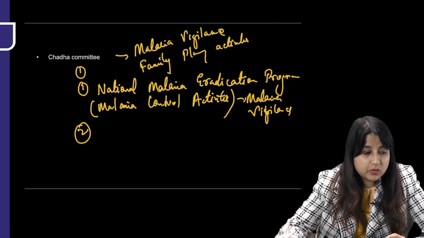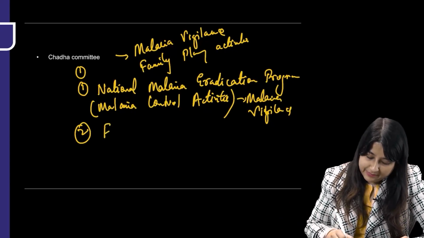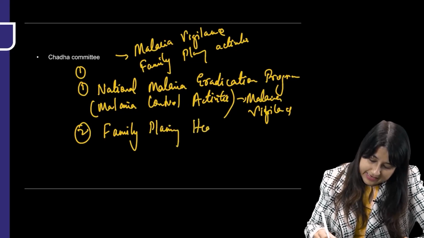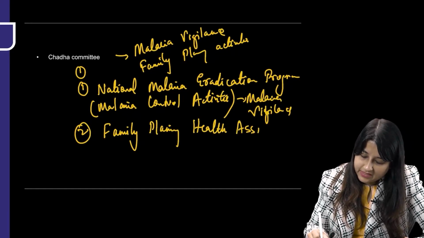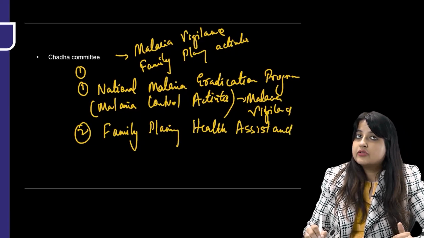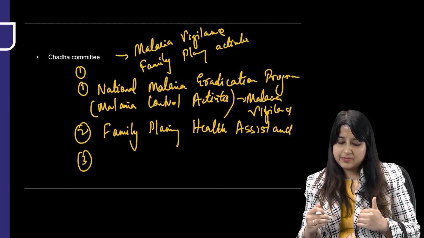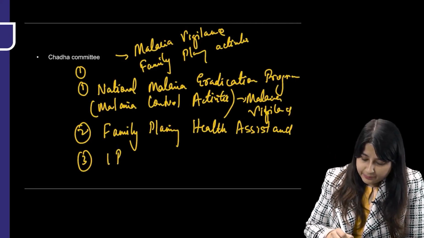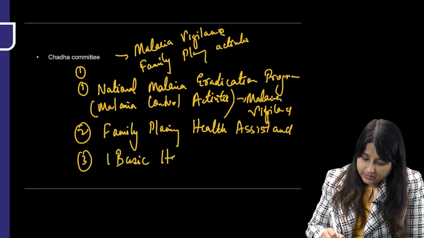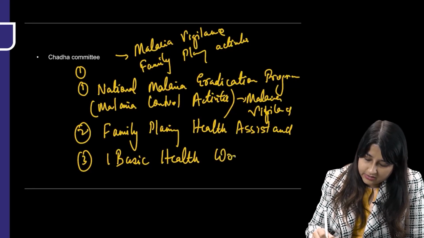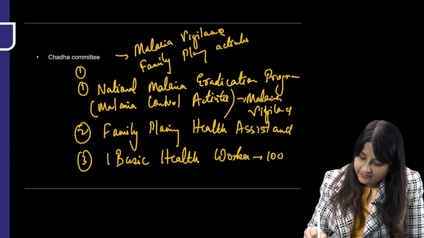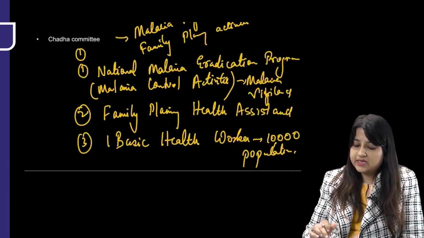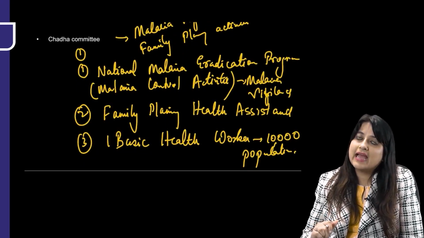So what did he propose? He said that we should have family planning health assistance. So he is proposing two things, malaria and family planning. So he said, please provide me with the basic health worker. One basic health worker to be provided for every 10,000 population. So Chadha committee was focusing on malaria vigilance and family planning activity.